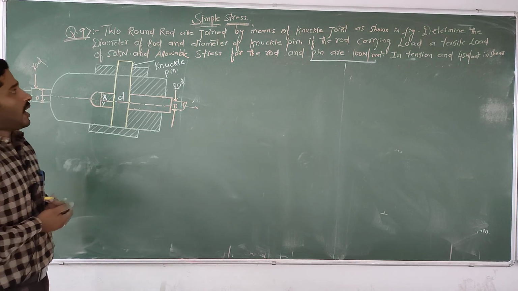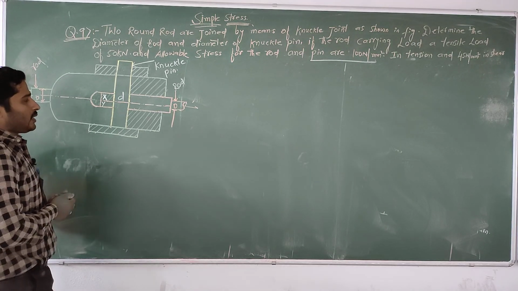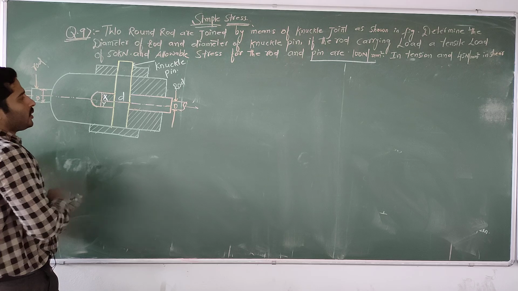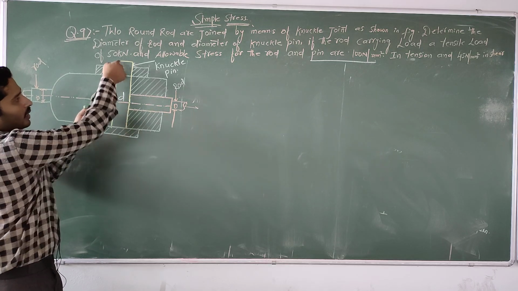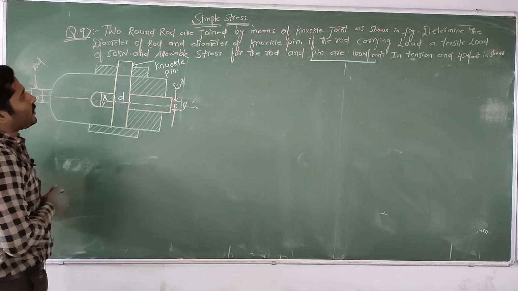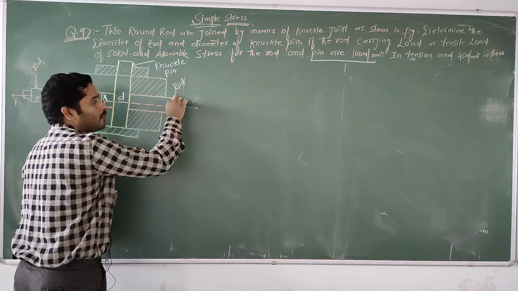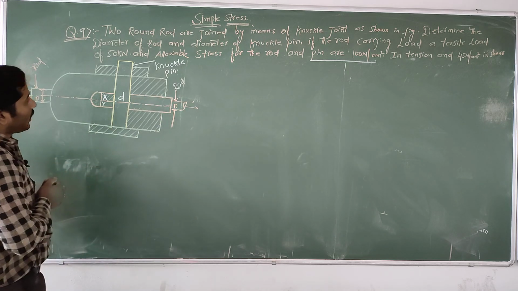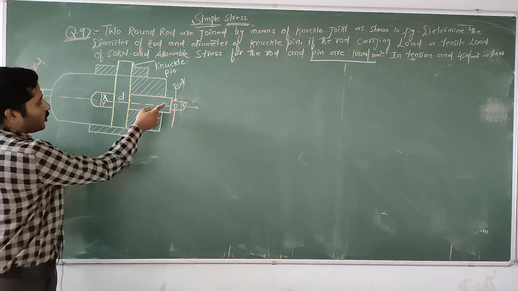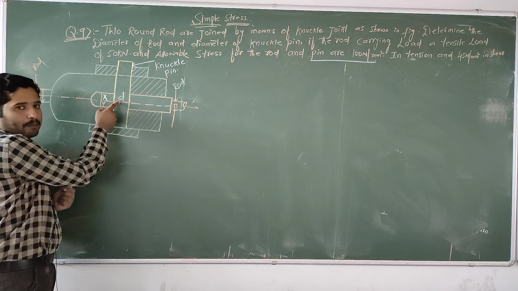Two round rods are joined by means of a knuckle joint. Here, in this case, two rods are given. The first rod and the second rod are joined by a knuckle pin. Okay? Determine the diameter of the rod. So in this case, we need to find out the diameter of the rod and the diameter of the knuckle pin.